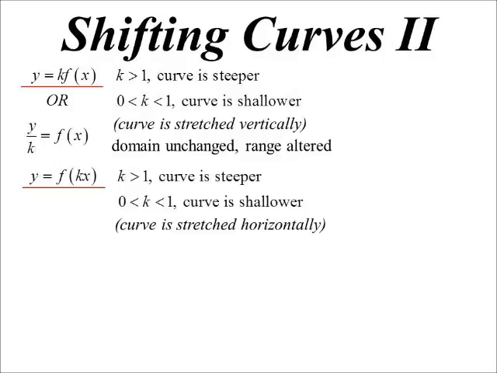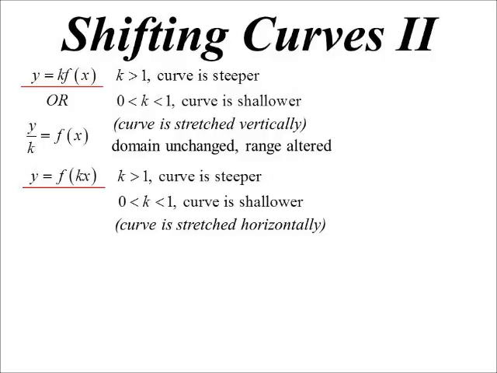Okay, here's the interesting thing. If we multiply the x by the k, k greater than 1 will still give me a steeper curve. In between 0 and 1, it'll still give me a shallower curve. Why? Because this time, if you look at it, when I've grouped it with the x and grouped it with the y, in the first one, it's actually y divided by the k. In the second one, it's x times the k. Okay?